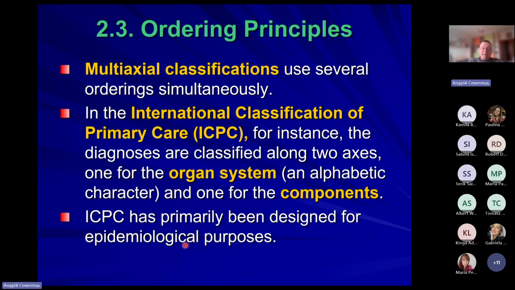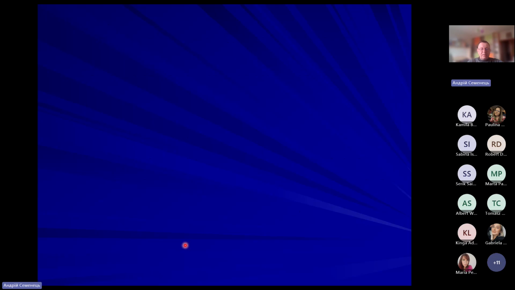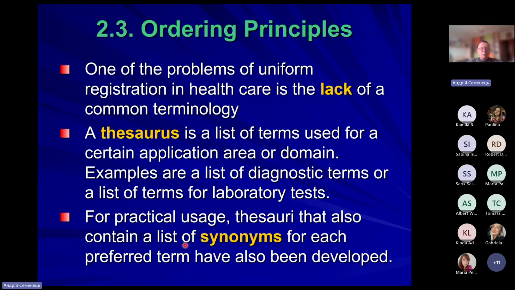A nice and simple example is the International Classification of Primary Care, which classifies diagnoses along two axes: one for the organ system, like of medical character, and one for the components, which are usually numerical. I will mention this again later. And we've spoken about this a little bit more.